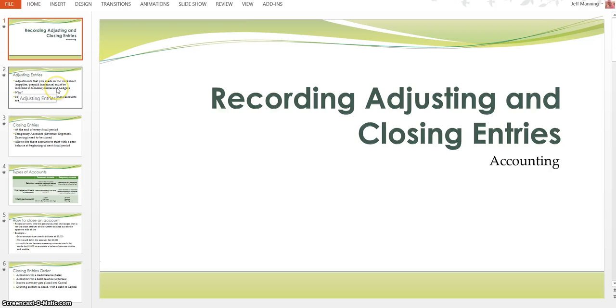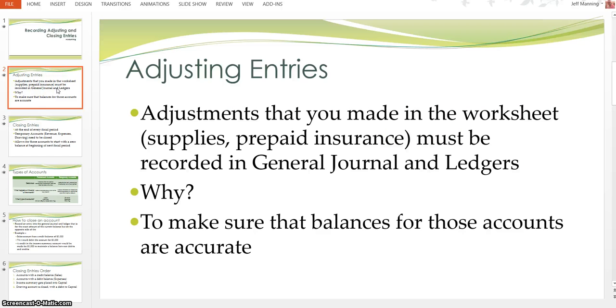Let's talk a little bit about what an adjusting entry is and why you need to do it. If you remember when you did the worksheet, there was a section where you had to put in some adjustments. And this most likely took place for the supplies account and the prepaid insurance account. The reason you had to do those adjustments is because both of those accounts change as the month progresses. You use up some of your supplies and you use up some of your insurance. So as you are doing your worksheet, you have to show that you have a new value for supplies and a new value for insurance.